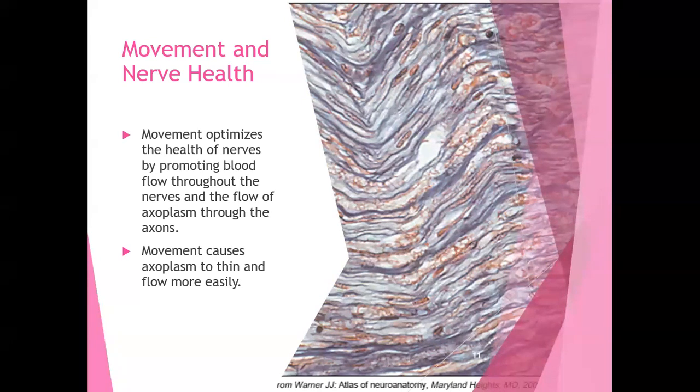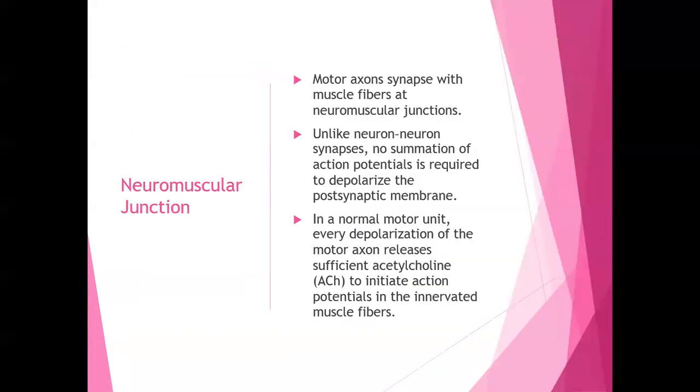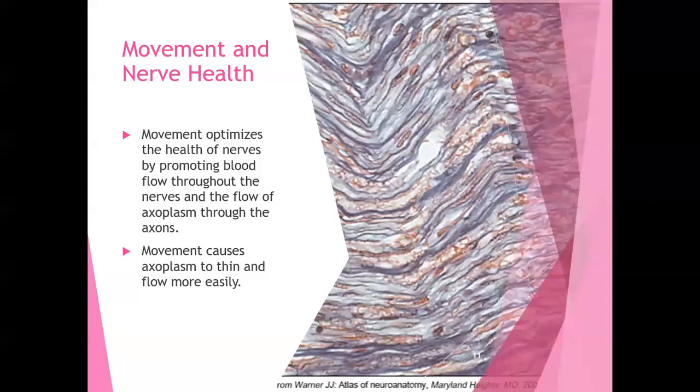So the neurons are always adapting. They're always saying, oh gosh, we need more of these receptors. Oh, we need more of these receptors. So you have to have that flow back and forth in order for that communication to happen. So, we'll talk about the neuromuscular junction in a second.